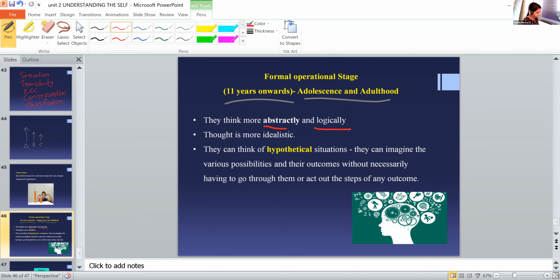Sana, right? Propositional thinking means we assess the logic behind the verbal statements without real world circumstances. The logic of verbal statements without real world circumstances. Okay, that is propositional thinking.